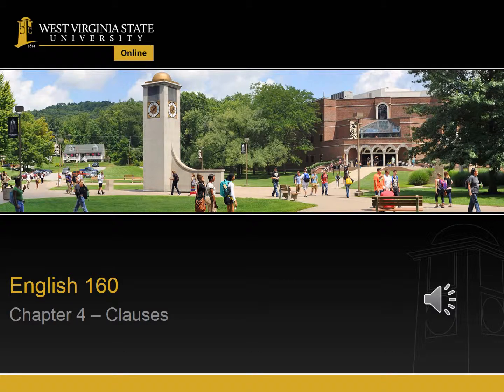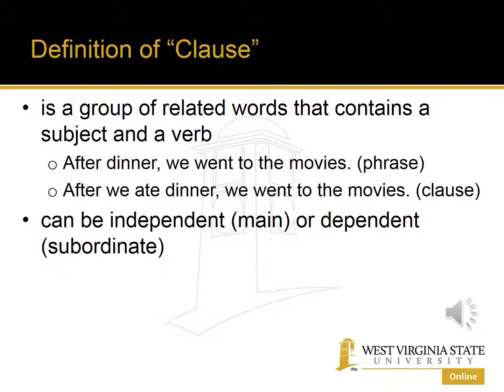In the previous lecture, we learned what phrases are, a group of related words that does not contain a subject or a verb. We also learned that phrases can be prepositional, participle, or gerunds. In this lecture, we're going to learn what a clause is and what types of clauses there are. A clause is a group of related words that contains a subject and a verb.